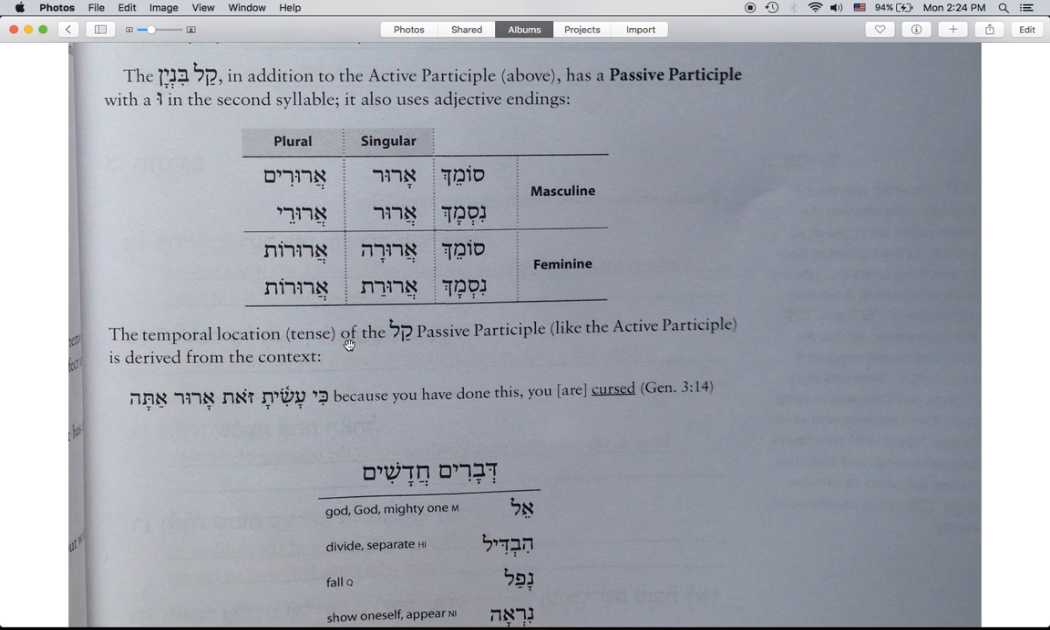Again, the temporal location or the tense of the Qal passive participle, like the active participle, is derived from the context. Example comes from Genesis 3:14. Ki asita zot arur ata. Because you have done this, you are cursed.